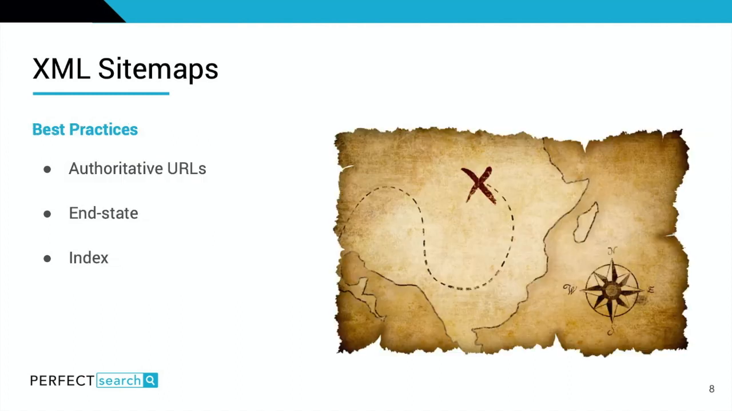And then just a final thing here, it is definitely okay to have an XML sitemap that has multiple XML sitemaps in it. As far as best practices for XML sitemaps, you want to make sure that you're only including authoritative URLs that are end state and that you want to be indexed. Basically, what we mean by this is you don't want to have any duplicate content in there.